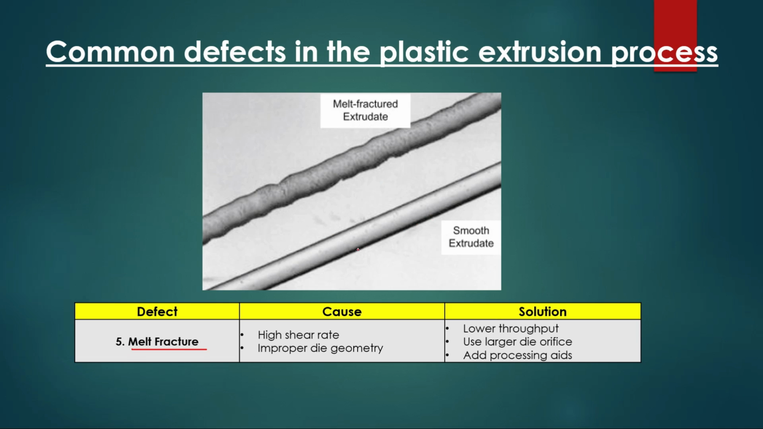Then we have the melt fracture defect. You can see this one is the smooth extruded part and this one has the melt fracture, so it doesn't have a good structure. This defect occurs because of the high shear rate and improper die geometry. So mainly we need to focus on the die orifice and die geometry, so that we don't have this type of melt fracture on the continuous profile.